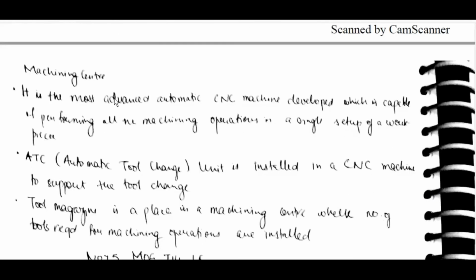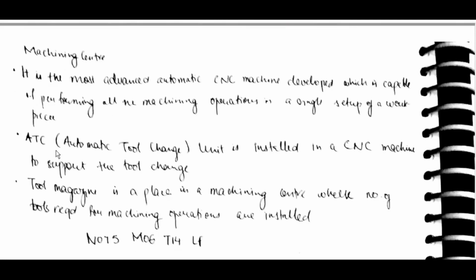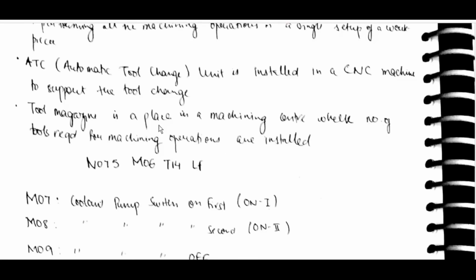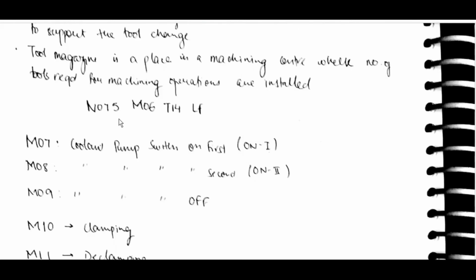Machining center is the most advanced automatic CNC machine developed, capable of performing all machining operations in a single setup of a workpiece. ATC, automatic tool change unit, is installed in a CNC machine to support the tool change. Tool magazine is a place in a machining center where the number of tools required for machining operations are installed.